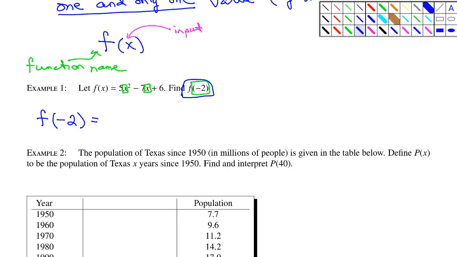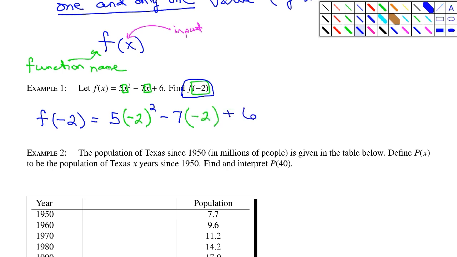So you always know what is going on between the variables and the other symbols around it, the squaring and the 5 and such. And the order of operations is always maintained. So this is going to be 5, parentheses, negative 2, close parentheses, squared, minus 7, parentheses, negative 2, close parentheses, plus 6.